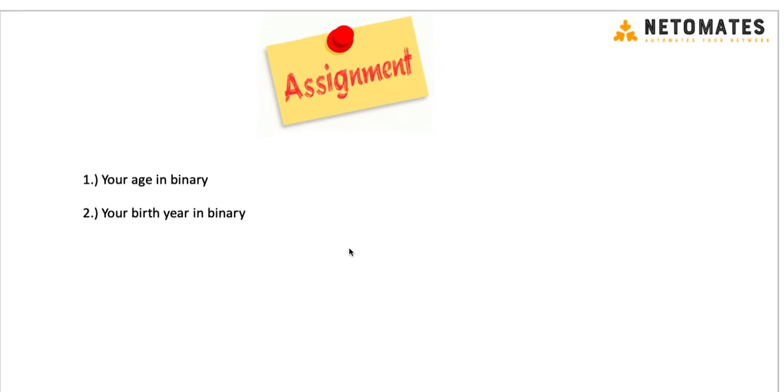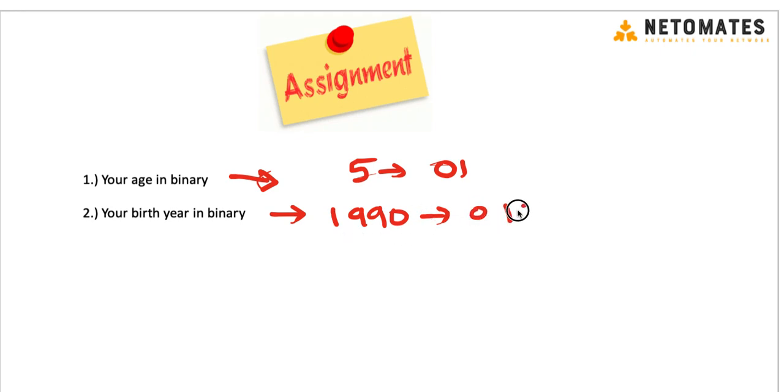So for the first class, the assignment is, whatever your age, convert that into binary. For suppose if your age is 5, you should represent it in zeros and ones. Same for the birth year. If your birth year is 1990, you need to convert that into zeros and ones. That's all the assignment for this class, and we'll meet you in the next class.